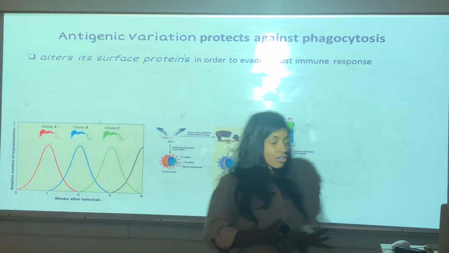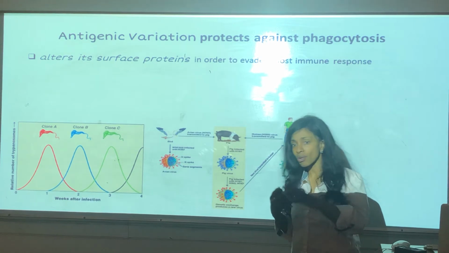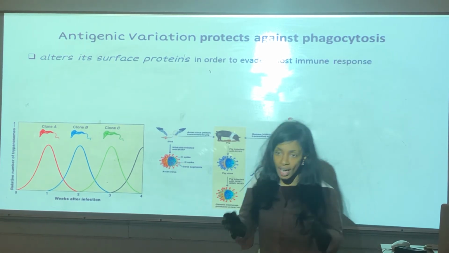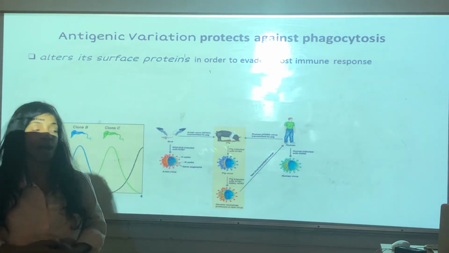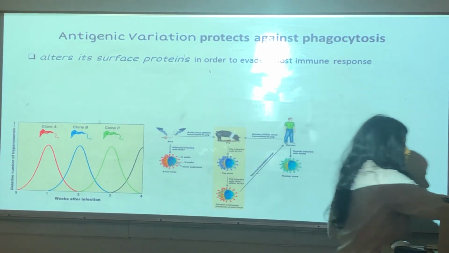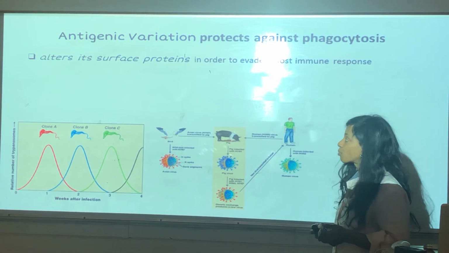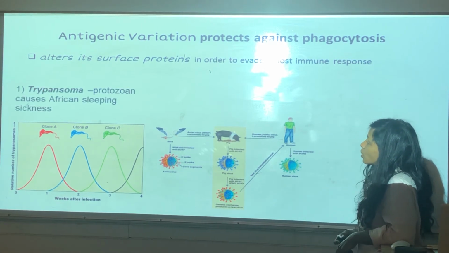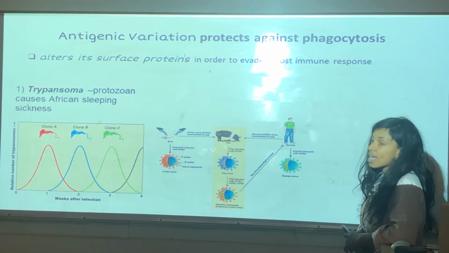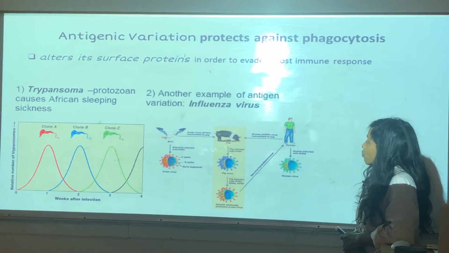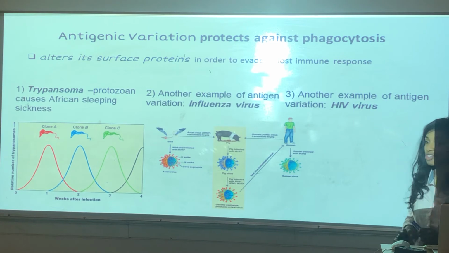So every time the foreign invader changes, the phagocyte has to say, look, they changed, so how do we attack them now? Oh, they changed again. We have to figure out how to attack them again. There are several organisms that can perform this antigenic variation. We have trypanosoma, a protozoan which causes African sleeping sickness. The flu is another example, and the third example I posted here would be HIV.